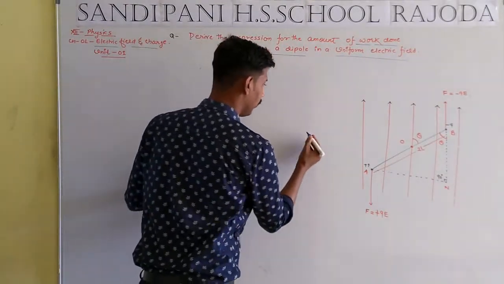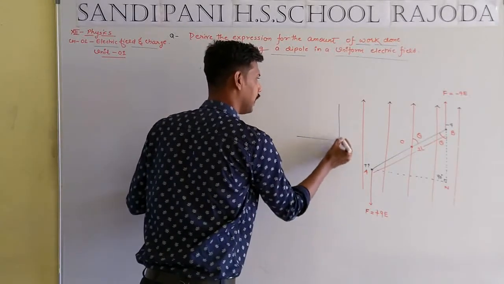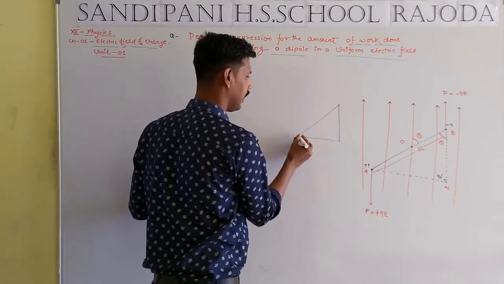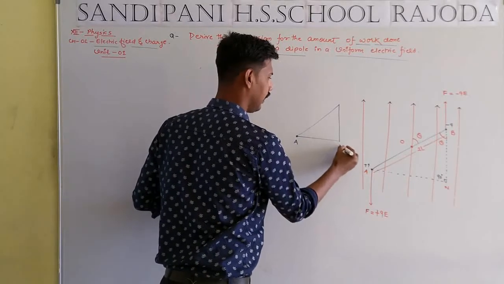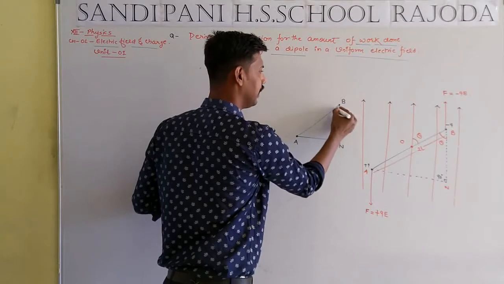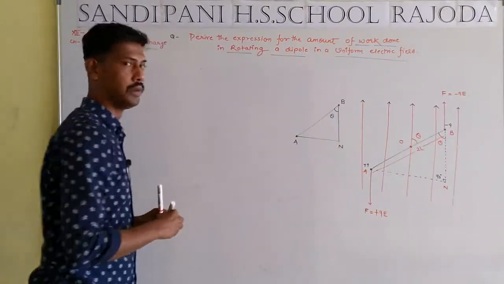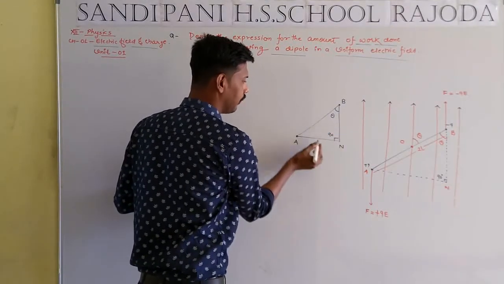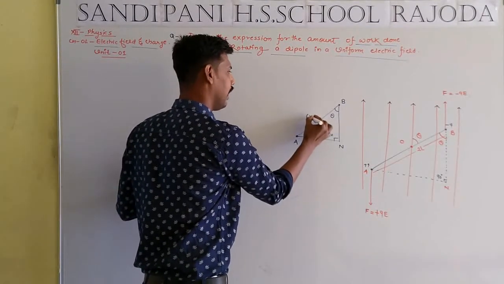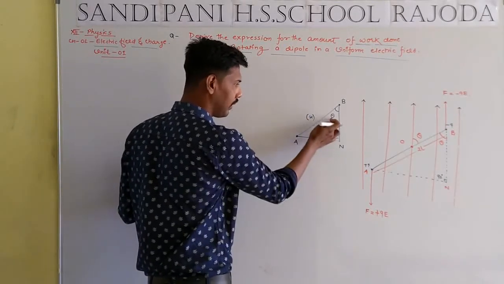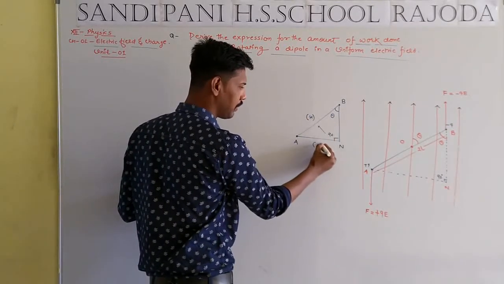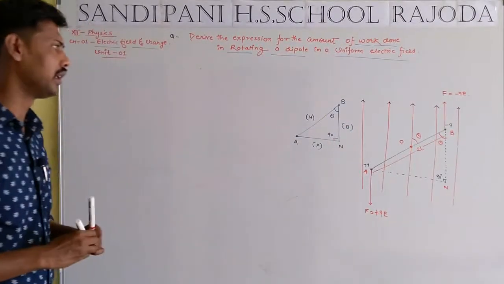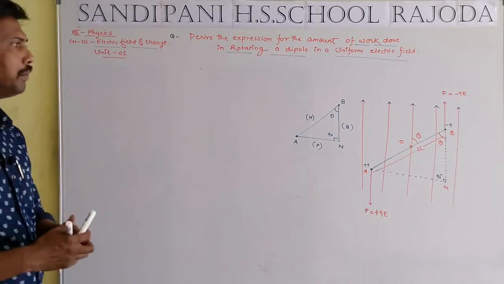Now we draw triangle A, N and B. Here the angle is at B. Now the side in front of 90 degrees is known as hypotenuse and the side in front of the angle is known as perpendicular. The remaining side is the base. I think you are getting the hypotenuse, perpendicular and base.